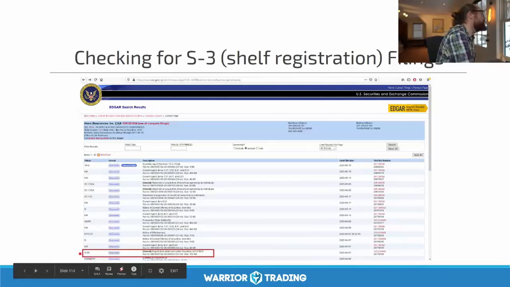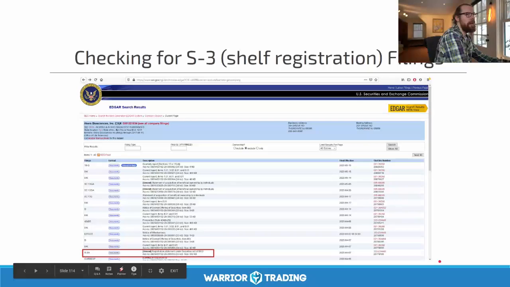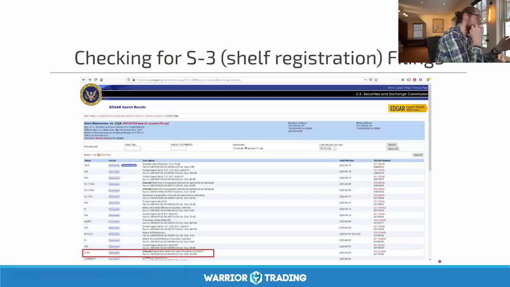So when we see that S3 or an S3A, which is an amended S3, that would be something to take note of. And yes, special acquisition companies are essentially another form of a merger to bring a company public. That's a very similar way to bring a company onto the public market without going through the process of an IPO.